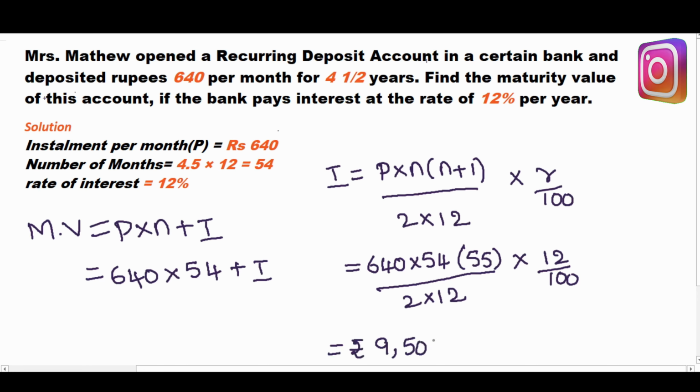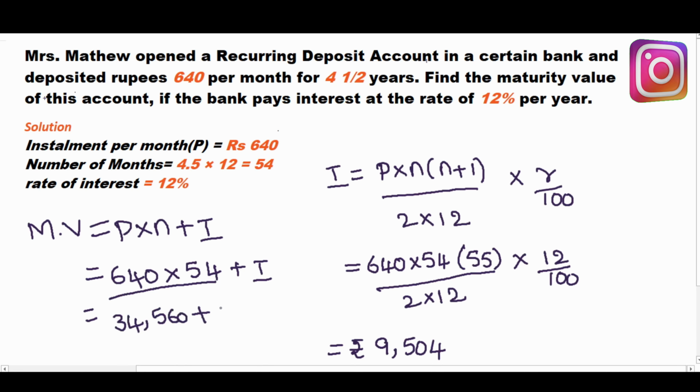So on substituting all these values, I'll get the answer 9,504 rupees. So let me substitute the value here. So we know 640 into 54 will be 34,560 plus I'm going to substitute I value here.